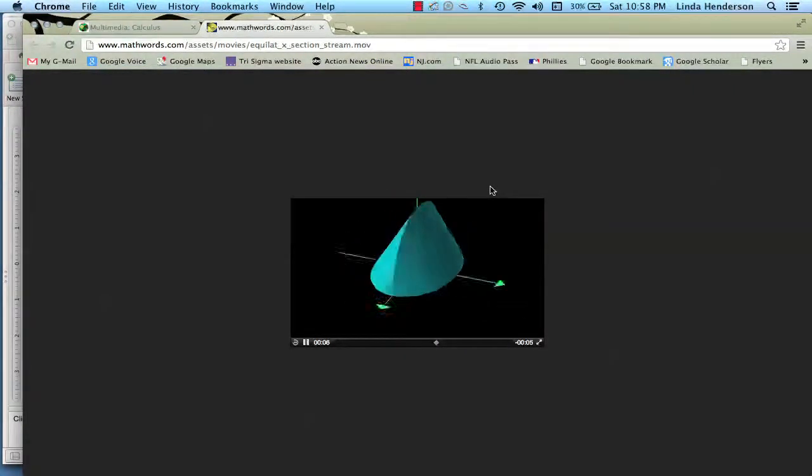And take a look at the base as well. Notice in this case it's an ellipse. And as you take cross sections, in this case equilateral triangles, the shape of those cross sections really determines the shape of the entire three-dimensional figure. So let's take a look at another one.